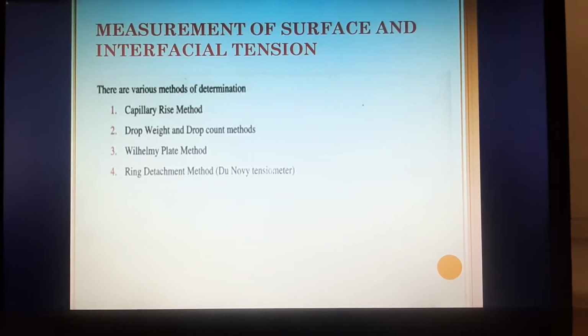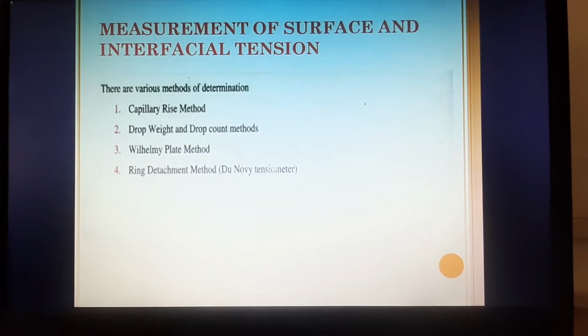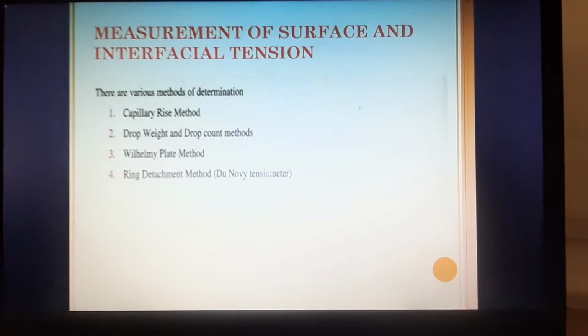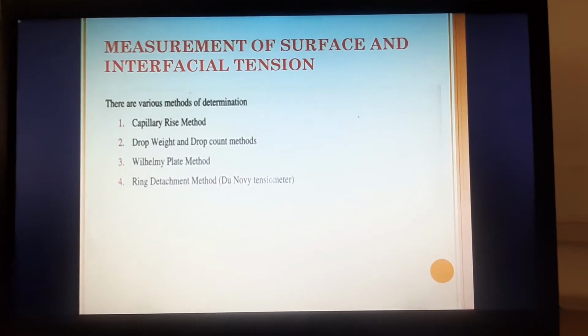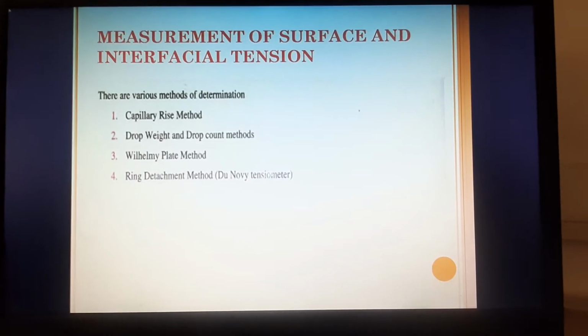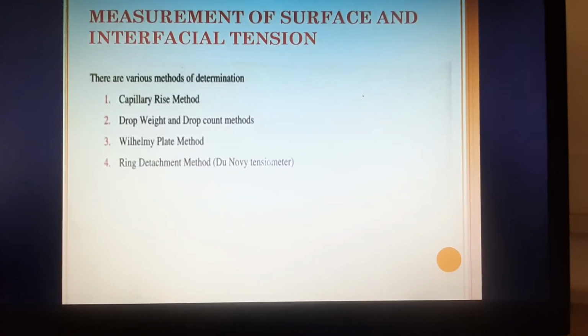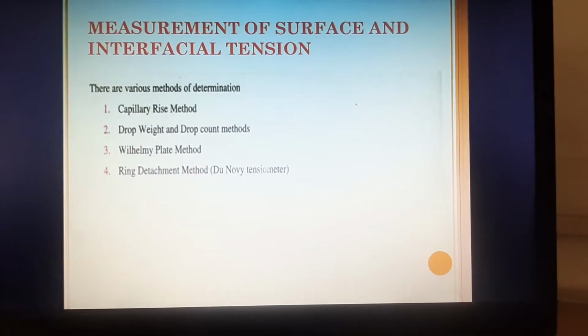Good morning, students. Today we will discuss the topic measurement of surface and interfacial tension. Now, how are surface tension and interfacial tension measured? There are various methods for their determination.